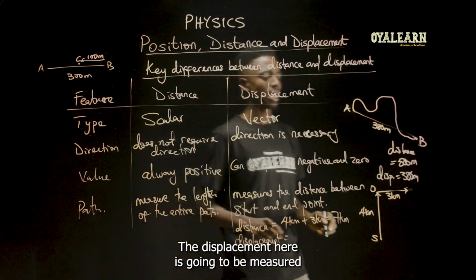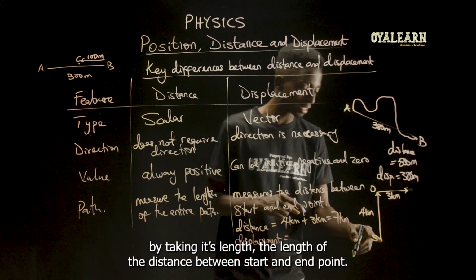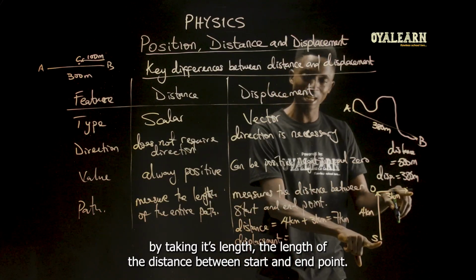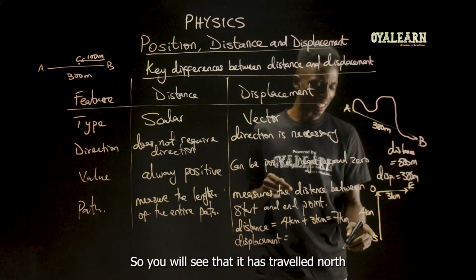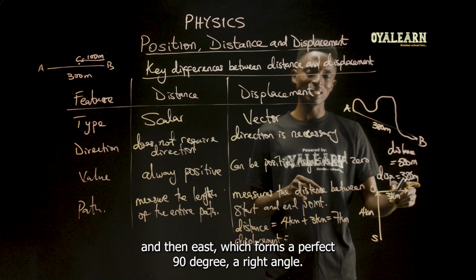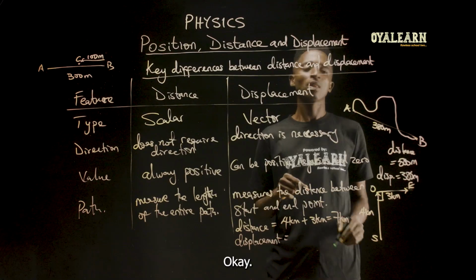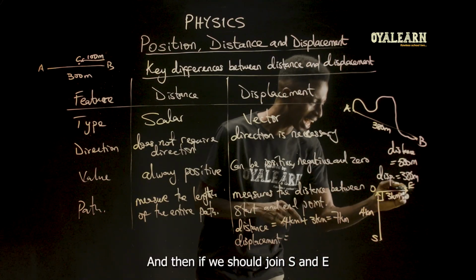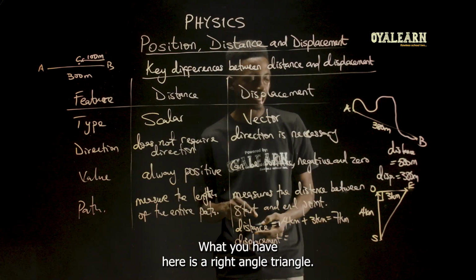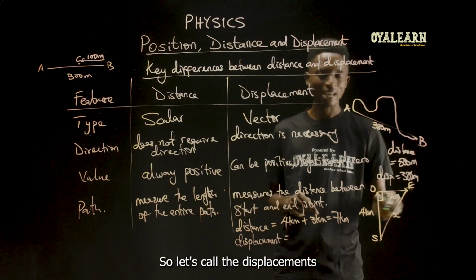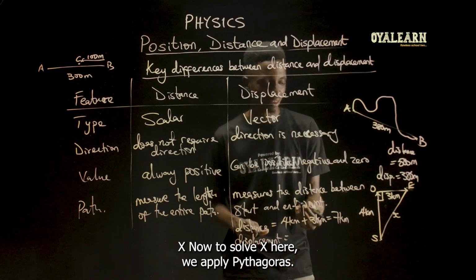The displacement here is going to be measured by taking the length of the distance between start and end point. So let's call this end point E. Okay, so you will see that it has traveled north and then east, which forms a perfect 90 degree, a right angle. Okay, and then if we join S and E by a line, what you have here is a right angle triangle. So let's call the displacement here X. Now to solve X here, we apply Pythagoras.